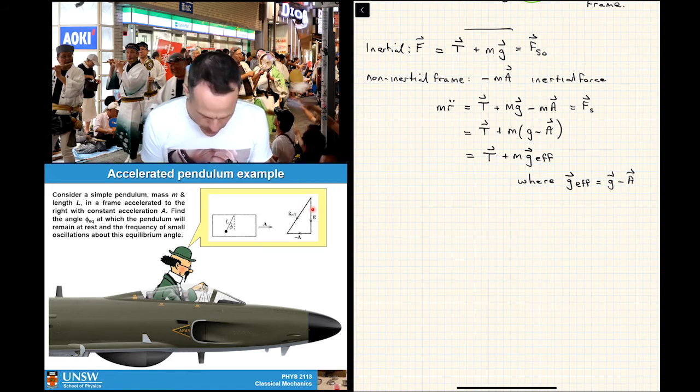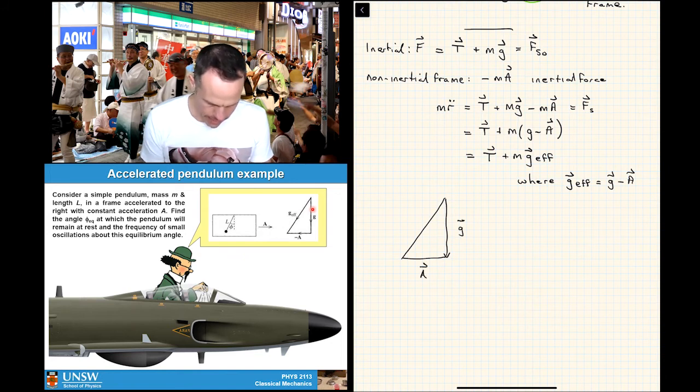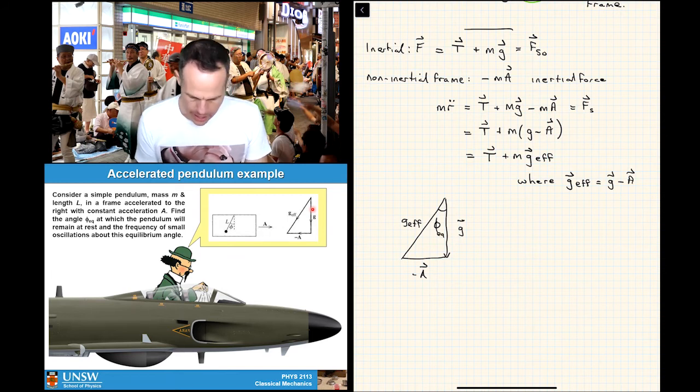So what we've got here is g, minus A, g effective, and a little angle in here which we'll call phi EQ, and our phi EQ is just inverse tan of A on g.